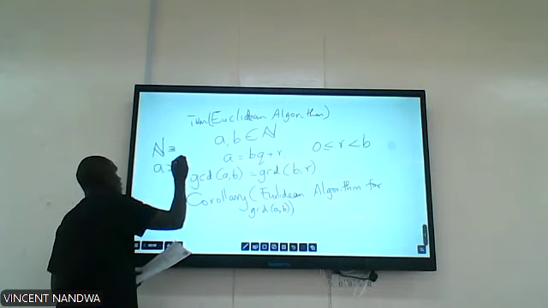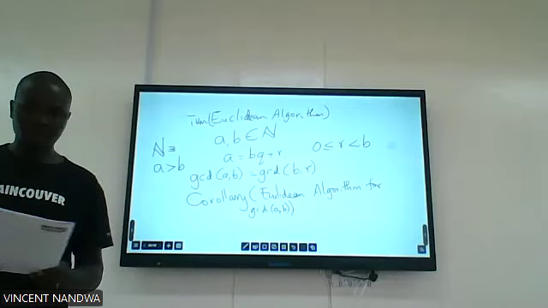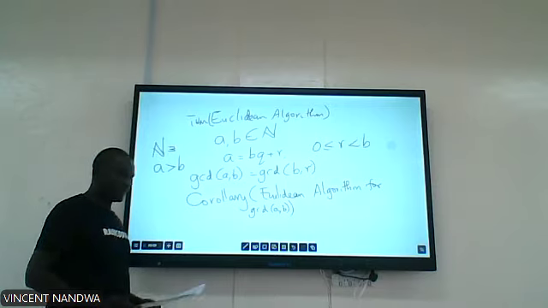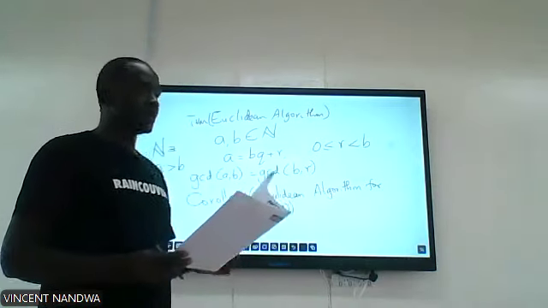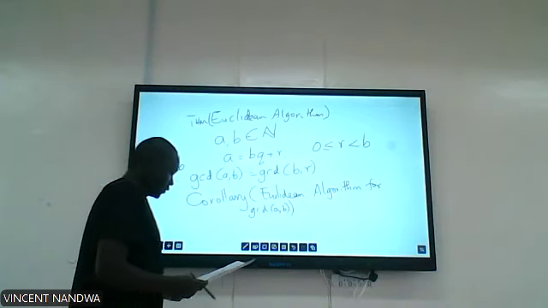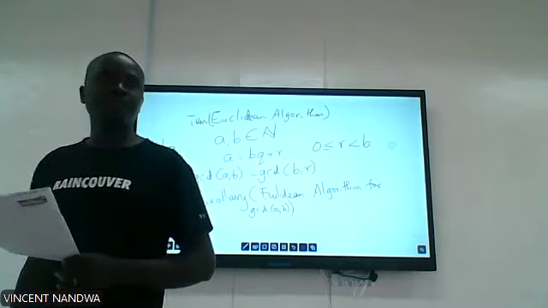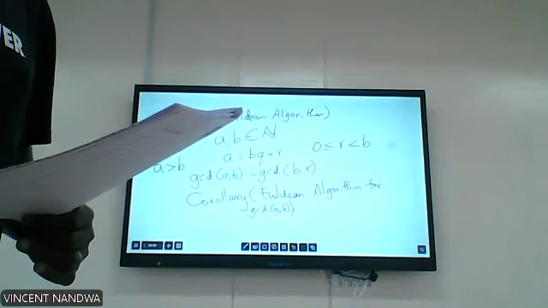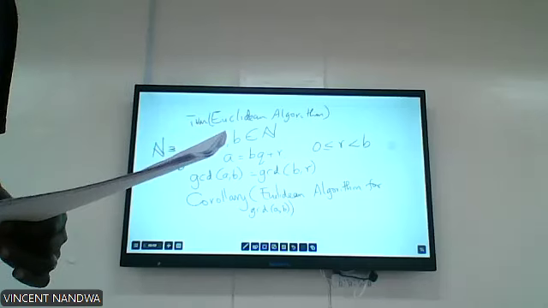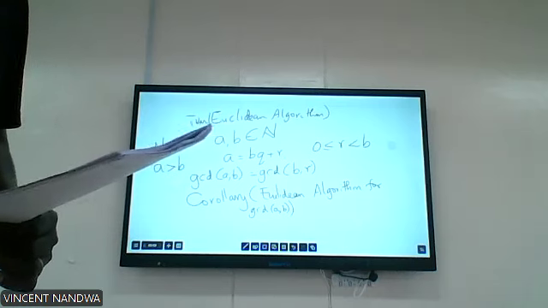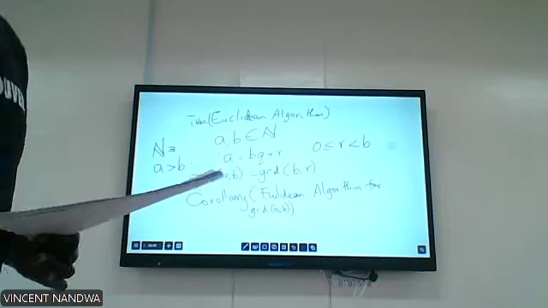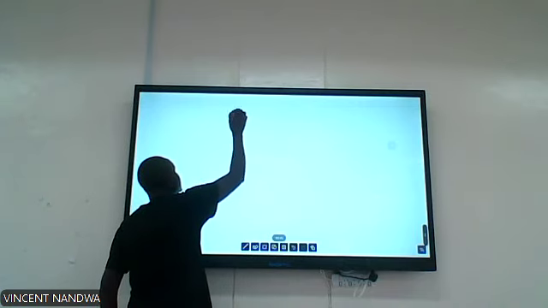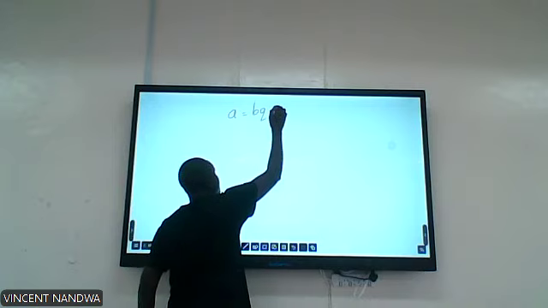with A greater than B, to find the GCD of A and B, we use the division algorithm. This would mean that A is BQ plus R.